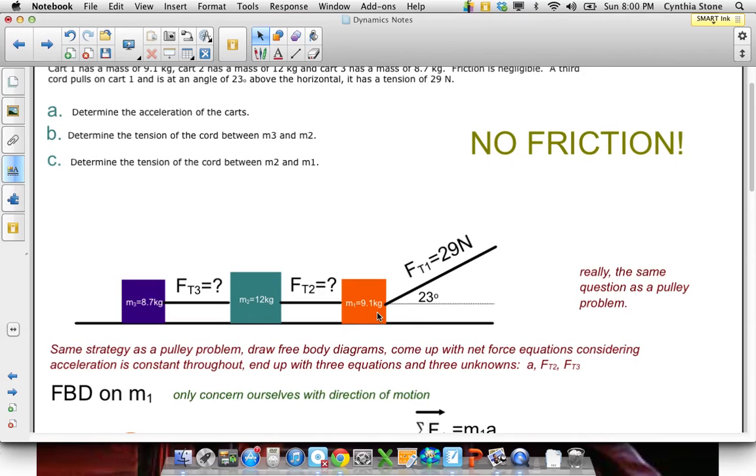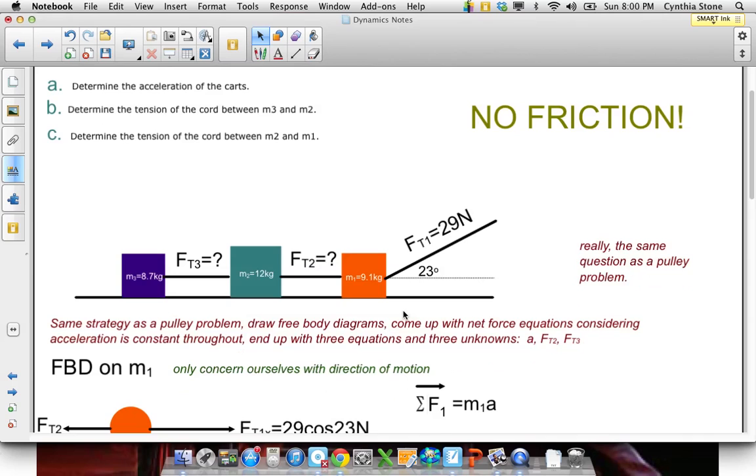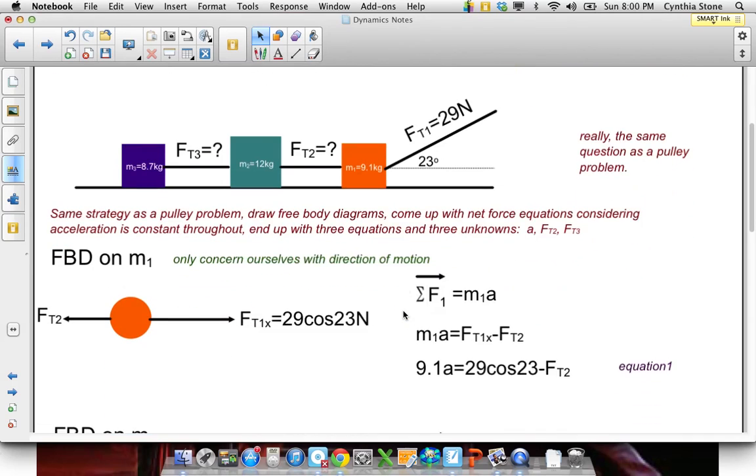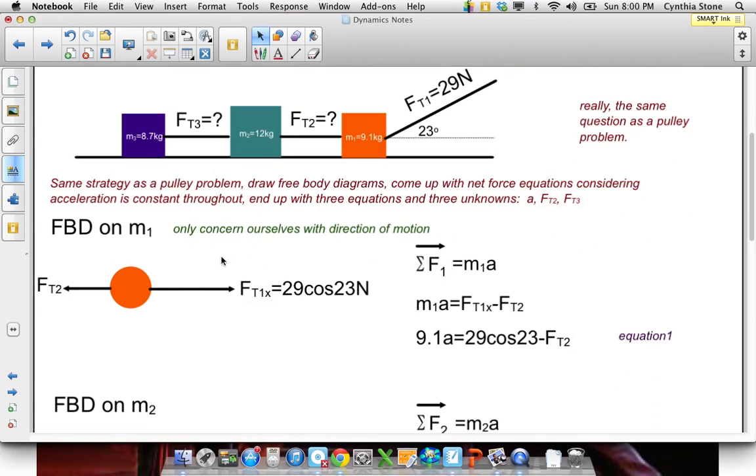And we're not going to worry about the Y component that exists because this is being pulled at an angle, but we don't have to do Y direction force balances because it's unnecessary. So looking at the direction of motion on free body diagram 1, I just say the net force on 1 is mass 1 times A. Okay, which is just the second law.